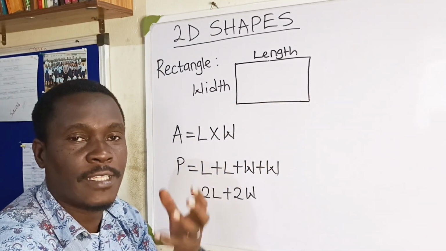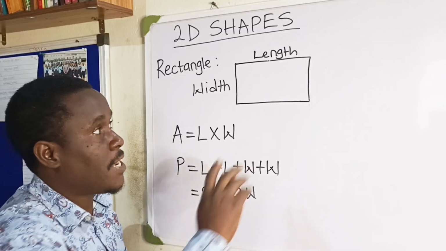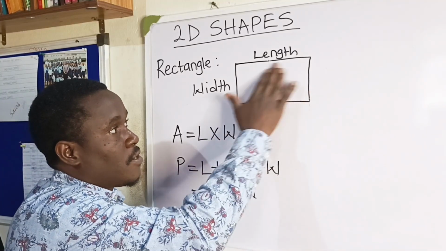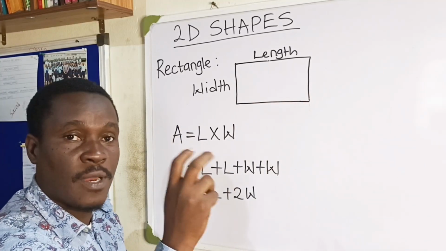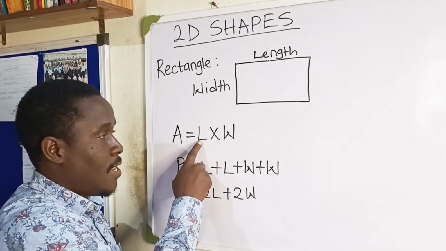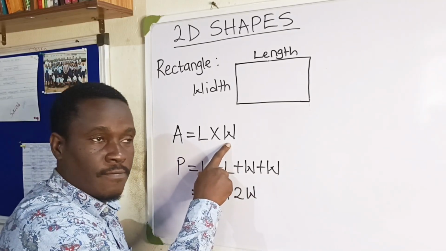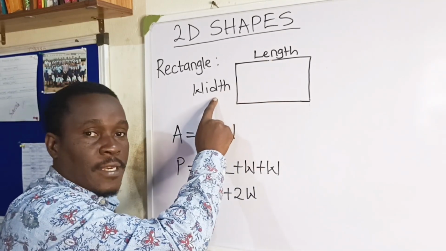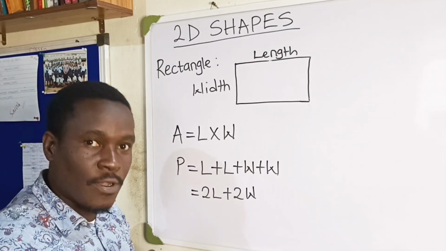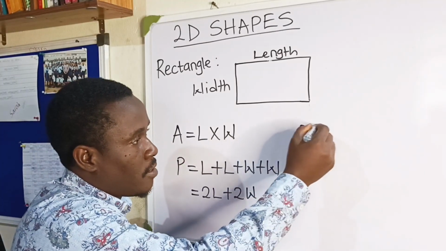So how do we calculate the area of a rectangle? Remember, the area of this rectangle is the empty space within the rectangle. The formula for calculating the area of a rectangle is length multiplied by width. The length multiplied by the width. So let's look at a situation.